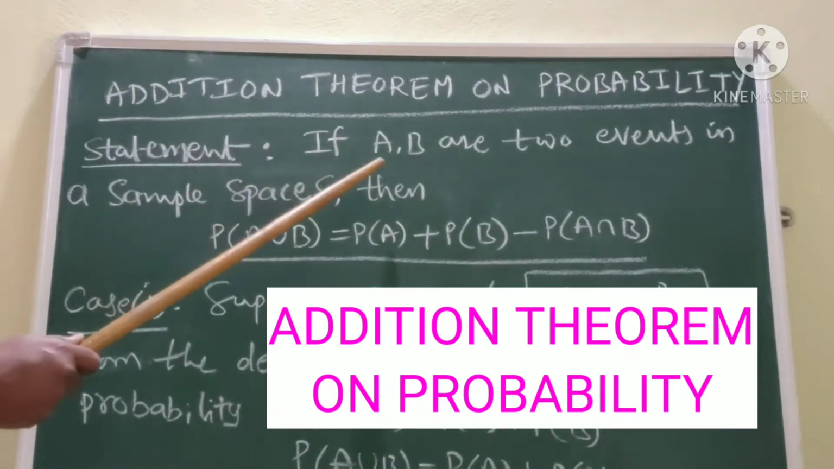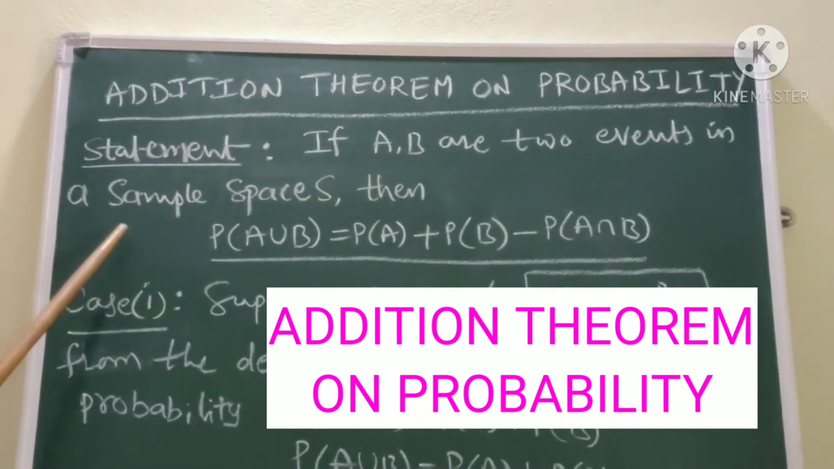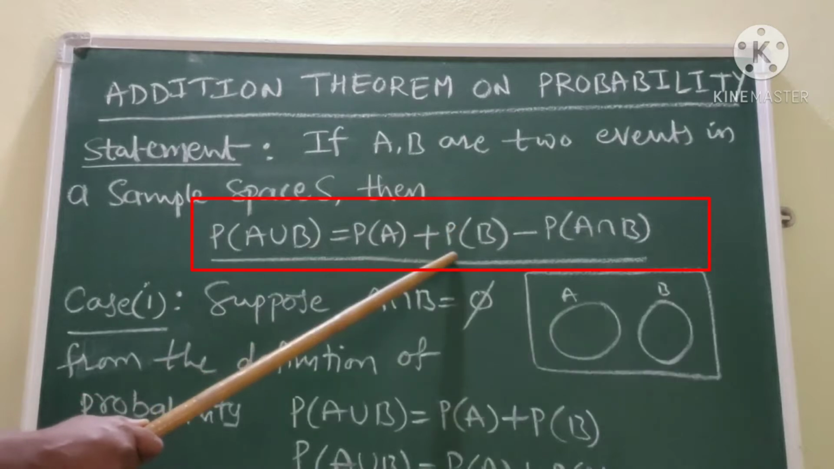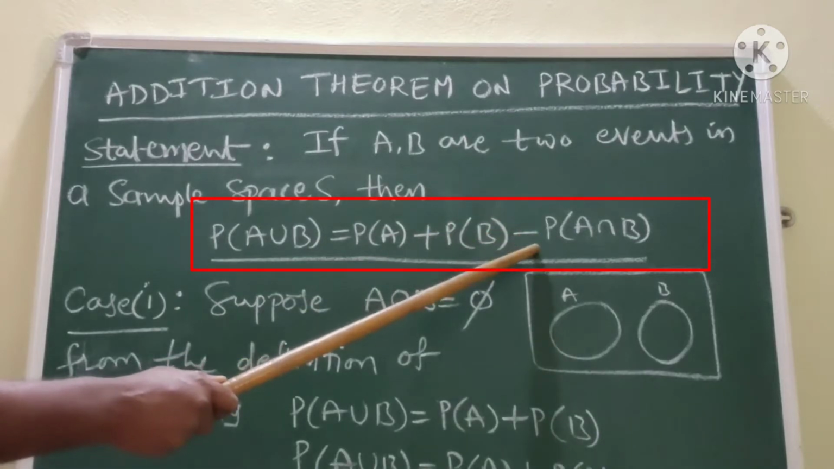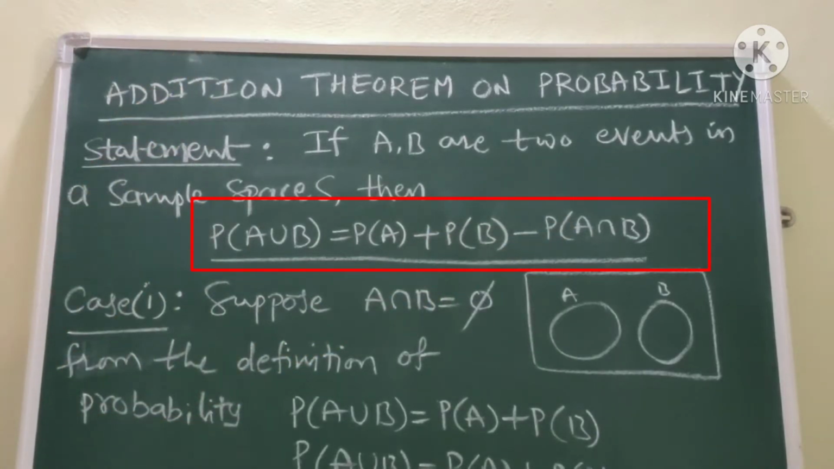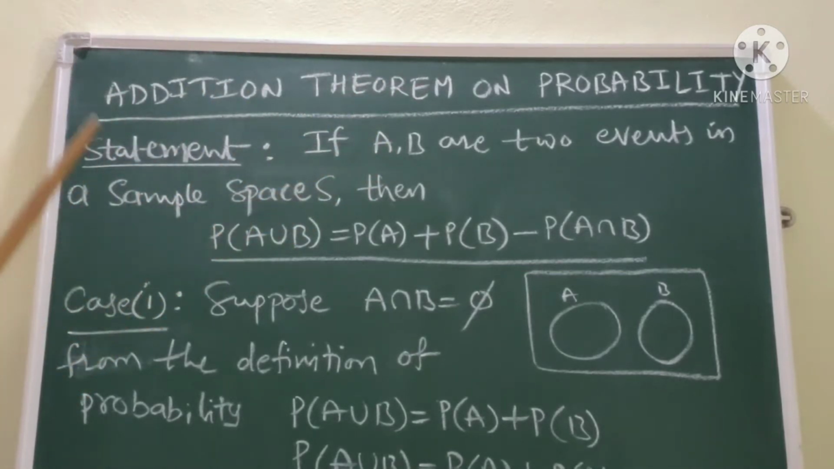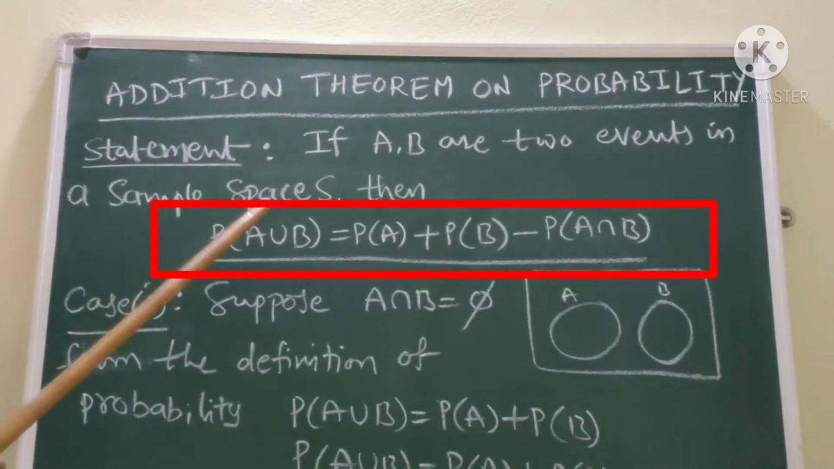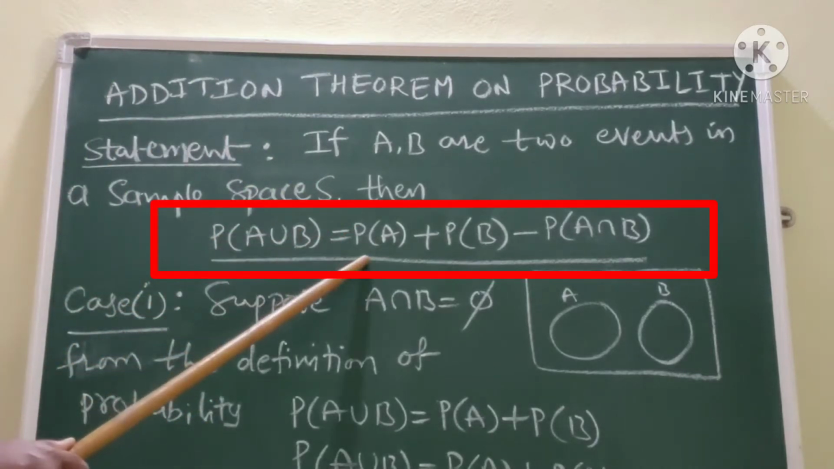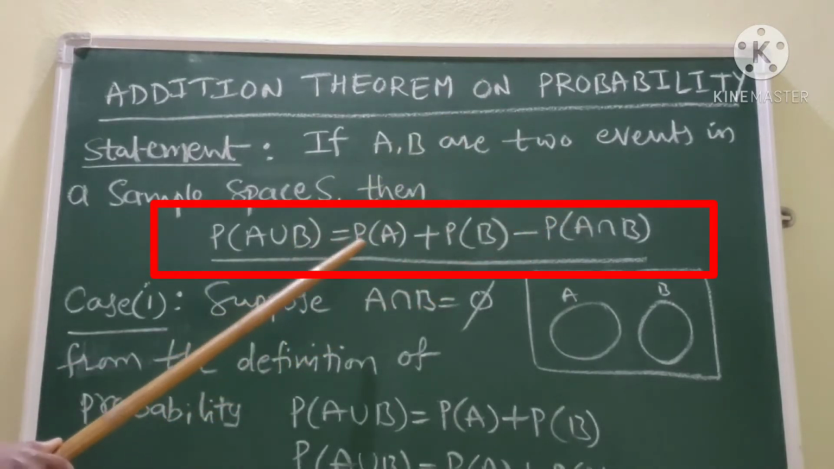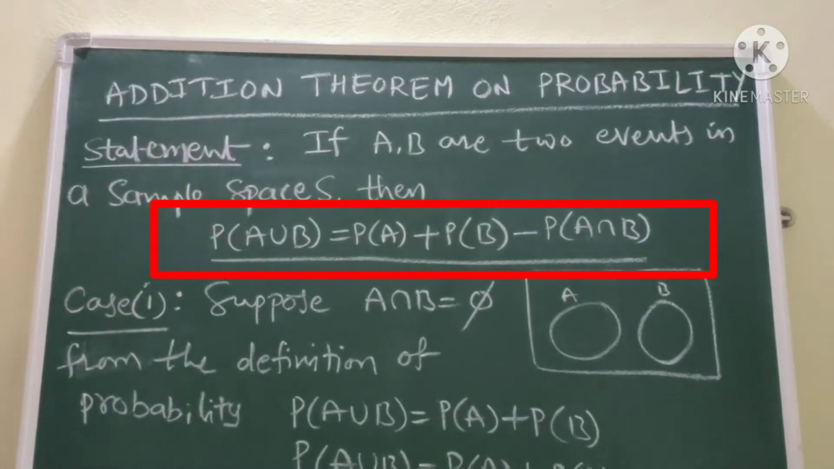If A, B are two events in a sample space S, then P of A union B is equal to P of A plus P of B minus P of A intersection B. Here, given that A and B are two events in sample space S, the required proof is P of A union B is equal to P of A plus P of B minus P of A intersection B. This is called the addition theorem on probability.